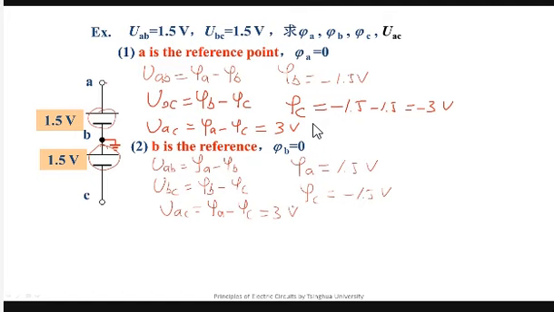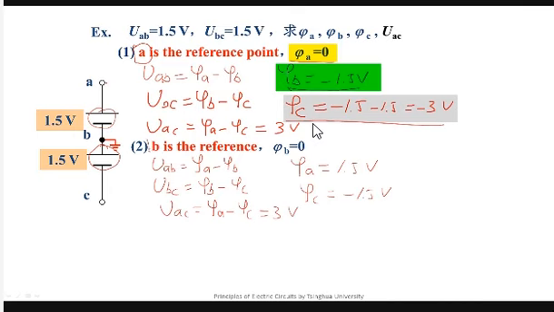Well, it's finished. Before finishing, we still need to review. See, the potential of every point changes as the reference point changes. The values of phi A, phi B, and phi C when A is a reference point are different from the ones when B is a reference point. It proves our previous reference definition.